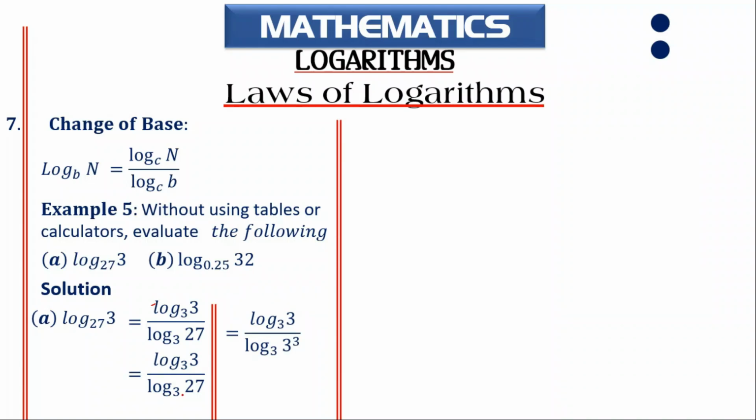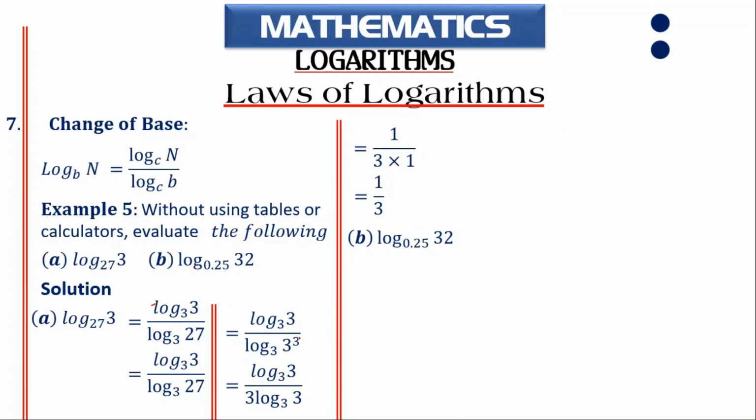That's log 27 to base 3. That will be log 3 raised to power 3 to base 3. Okay? So from what we have there, we can then solve further. That means we have 3 log 3 to base 3, which will give us 1 over 3 times 1, which is 1 over 3. So looking at the second part, log 32 to base 0.25.